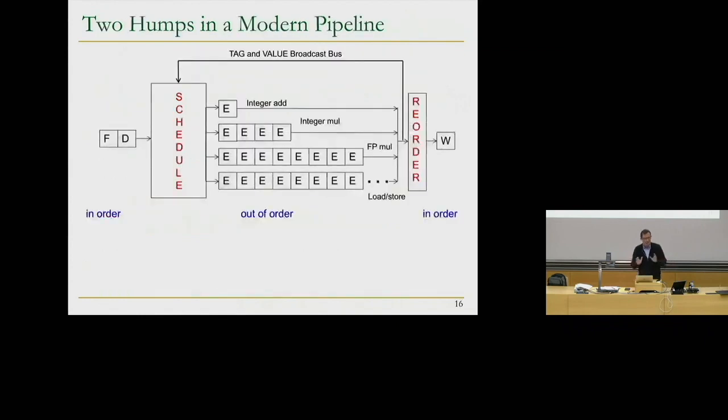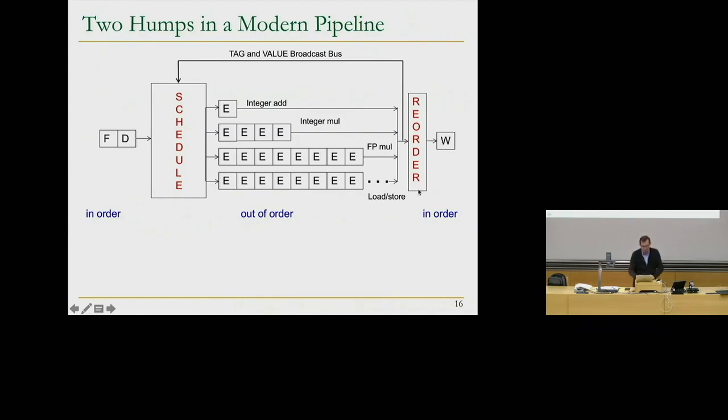So this is the pipeline that we're going to build. I call this a pipeline with two humps, if you will. You have an in-order engine. You decode the instructions in order, rename them, and put them into reservation stations. Instructions wake up over here and get scheduled into the execution units. Whenever an instruction finishes, it broadcasts its tag and value to wake up instructions that are waiting for it. The instruction also goes into the reorder buffer at the end, and then it updates the architectural register file whenever it becomes the oldest.